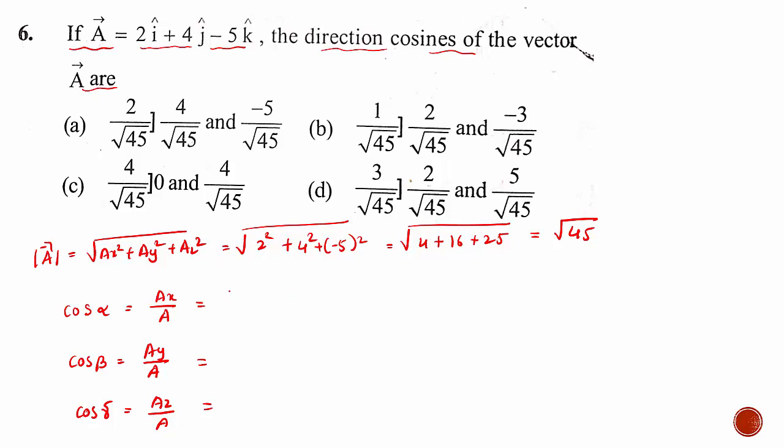Now we can substitute the value. Ax is given 2 divided by a we calculated, that is root 45. Second one, that is 4 divided by square root of 45. Third one, that is minus 5 divided by square root of 45. So this is the direction cosines of the vector A. 2 divided by root of 45, 4 divided by root of 45 and minus 5 divided by root of 45. So here the right answer is option A.